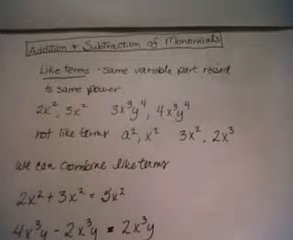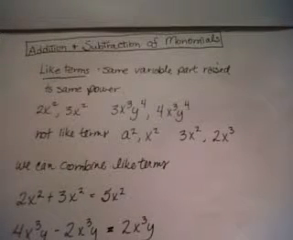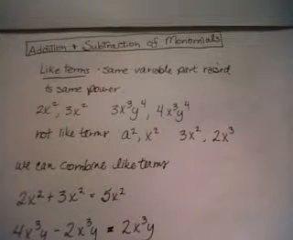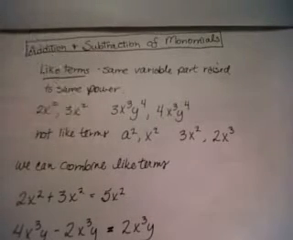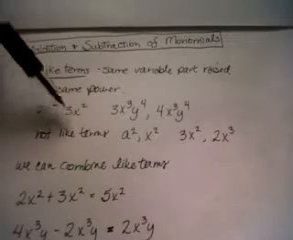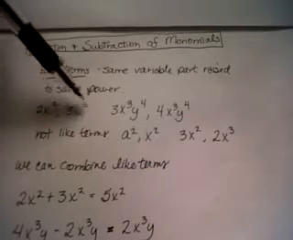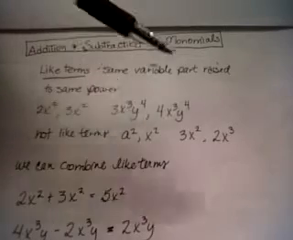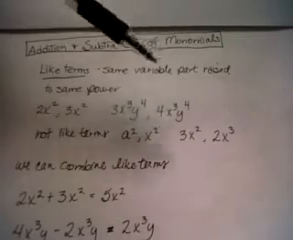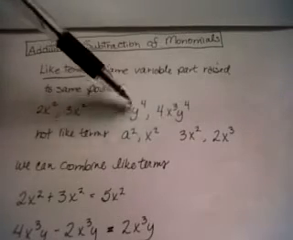Now we'll take a look at addition and subtraction of monomials, and we're going to use something called like terms. Like terms have the same variable part raised to the same power. So for example, 2x squared and 3x squared are like terms because they both have x, and they're both raised to the squared power. We have 3x cubed y to the fourth and 4x cubed y to the fourth. These are both like terms because they both have x cubed and y to the fourth.